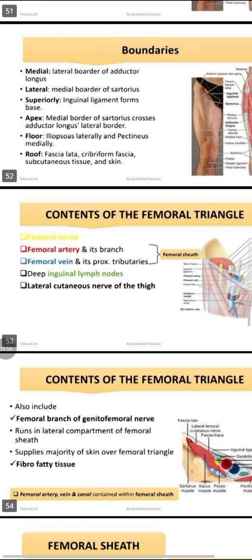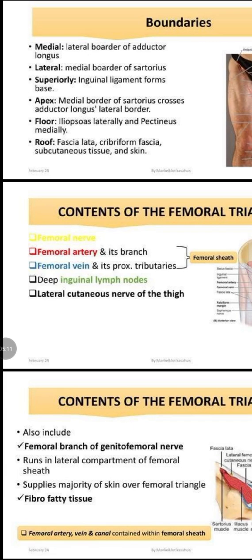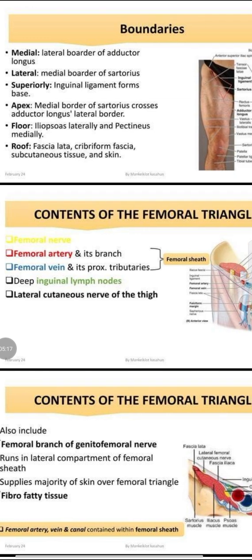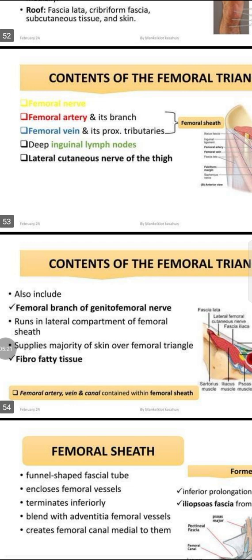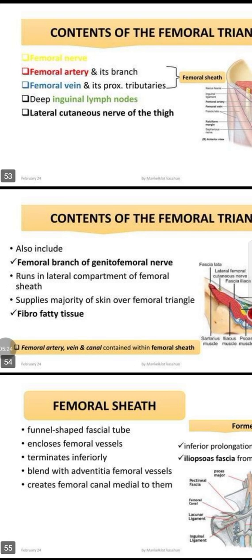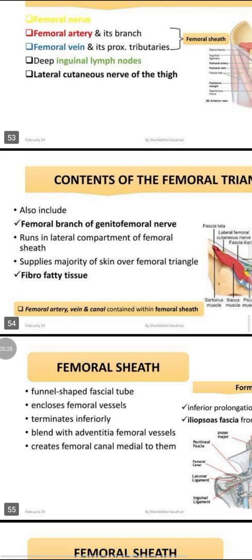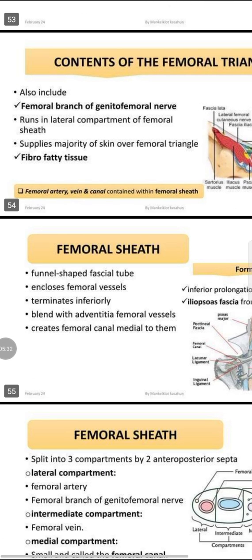Okay? So we have the deep inguinal lymph nodes, the lateral cutaneous nerve of the thigh. All these are going to be contents of the femoral triangle. Also included is the femoral branch of the genitofemoral nerve, which runs in the lateral compartment of the sheath. It supplies the majority of the skin over the femoral triangle, and the femoral fatty tissue as well.